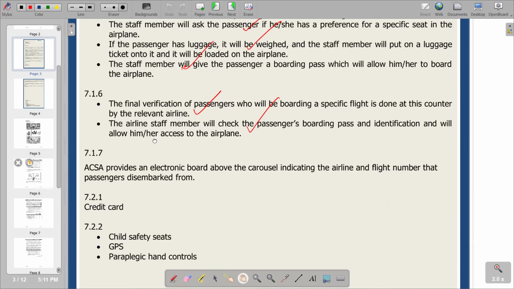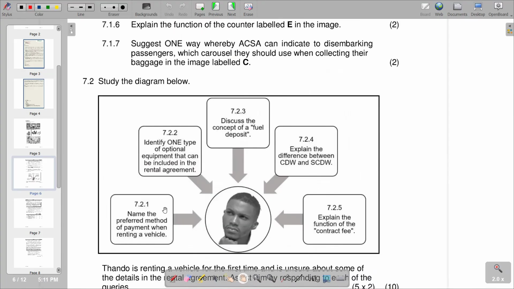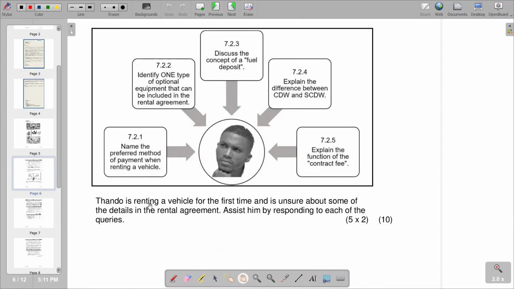Moving on to 7.2, it reads, study the diagram below, whereby you are given 7.2.1 to 7.2.5. So beneath the diagram, it reads, Tando is renting a vehicle for the first time and is unsure about some of the details of the rental agreement. Assist him by responding to each of the following queries. 7.2.1 says, name the preferred method of payment when renting a vehicle.